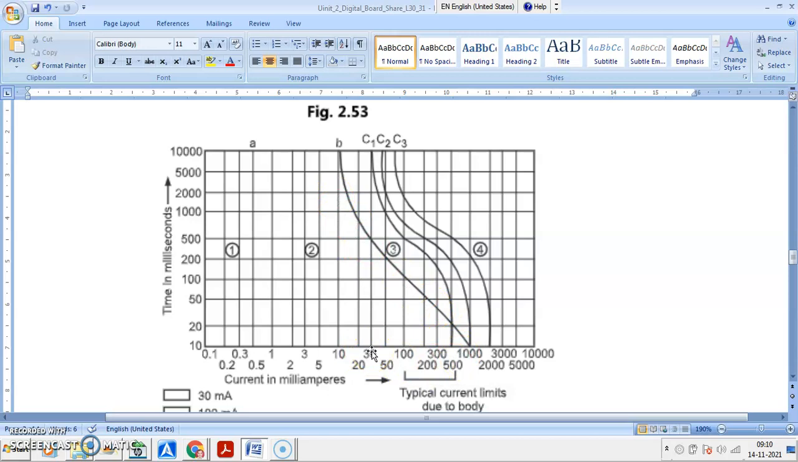In this, if there is 30 milliampere current, then muscular contraction, difficulty in breathing, reversible disturbances. So these currents are harmful. So current is set for this. Transient cardiac arrest may be there, particularly dangerous to the operating personnel.